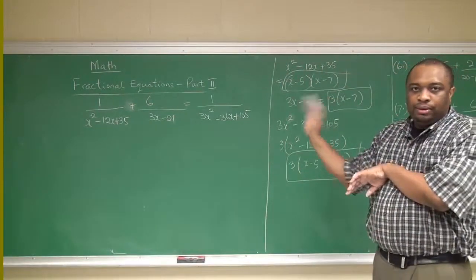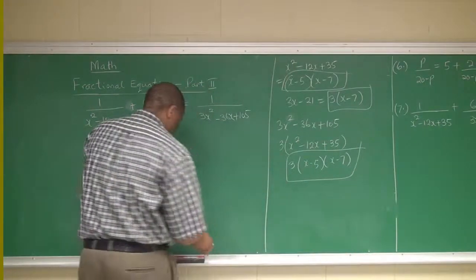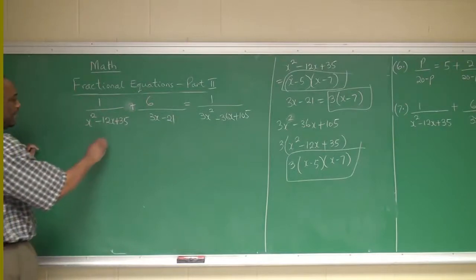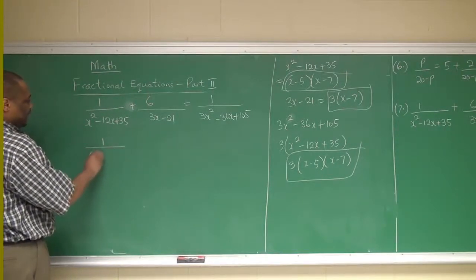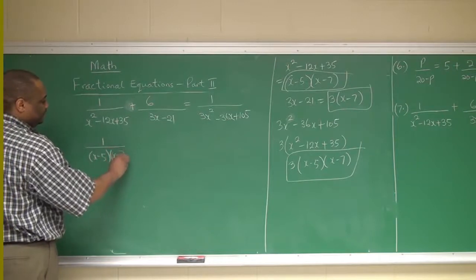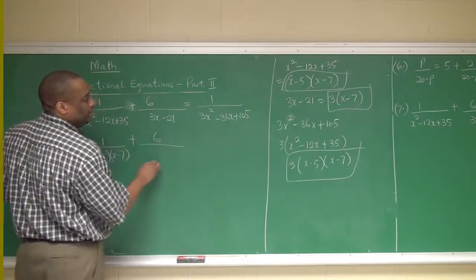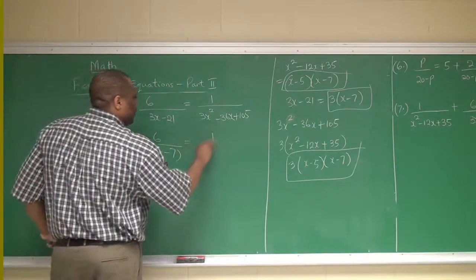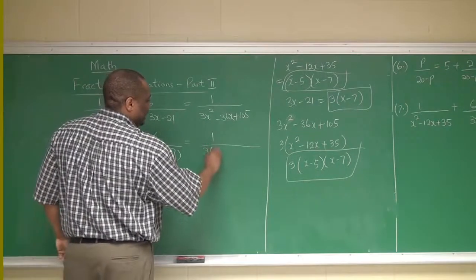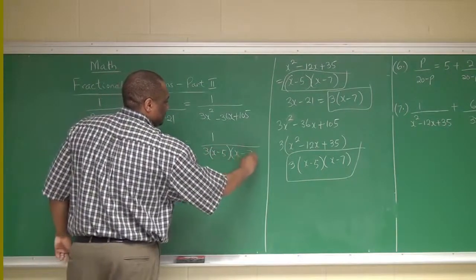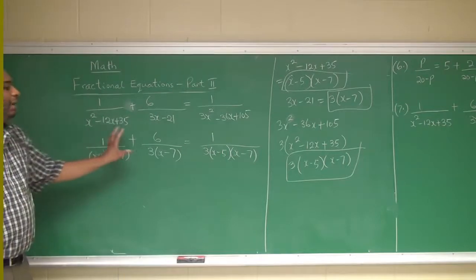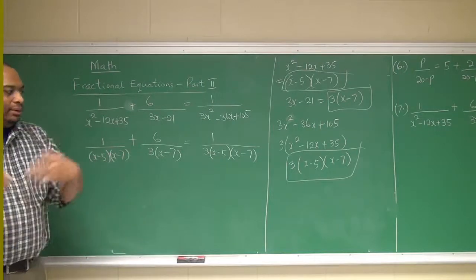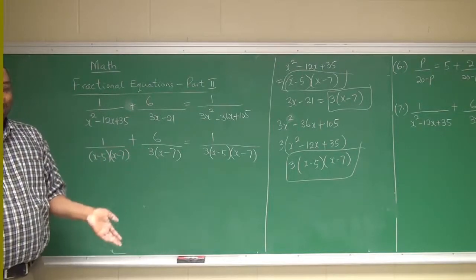So let's go ahead now and substitute all those here. We now have 1 over x minus 5 times x minus 7 plus 6 over 3 times x minus 7 equal to 1 over 3 times x minus 5 times x minus 7. So you see how easy it is now. You have factored it and it now looks easier.